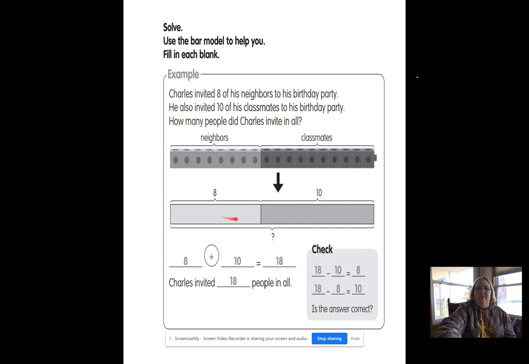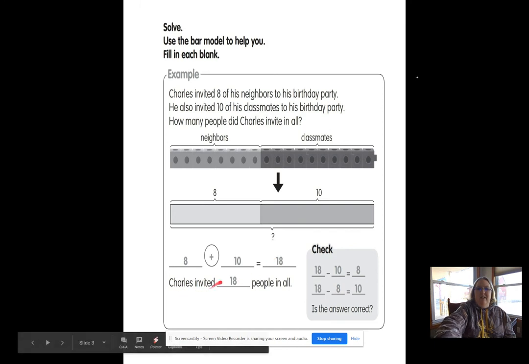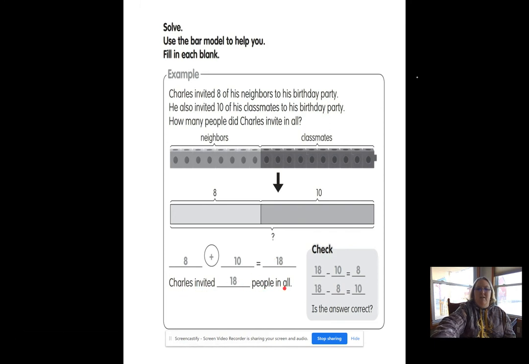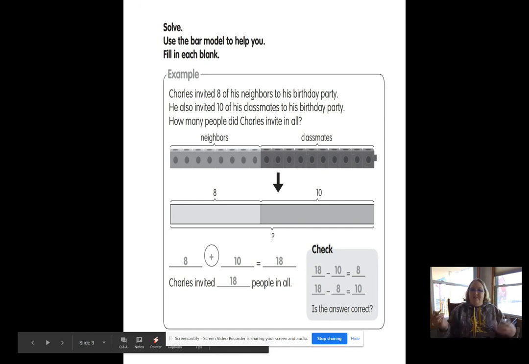So they have their bar model of 8 plus 10. So they put it together. 8 plus 10 equals 18. So Charles invited 18 people in all. So she checked that by saying 18 minus 10, because that was our 10 there, equals 8. Yep, that would be correct. 18 minus 8 would equal 10. There's that fact family once again.